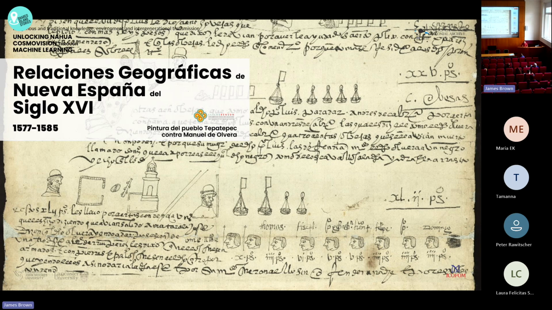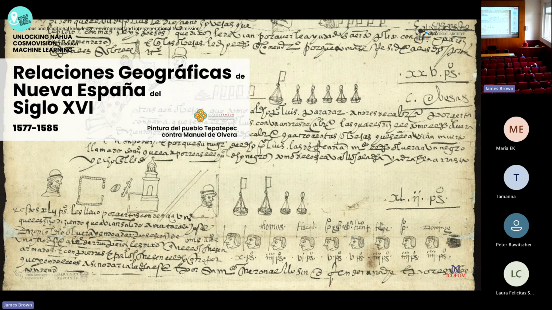For example, this page is a demand relating to the corregidor, who is the person imposed by the government to regulate what was happening in the region. This is Mixquiahuala, and this is a critique that the corregidor wasn't doing his job. So that kind of political and economic work is registered in this type of document.